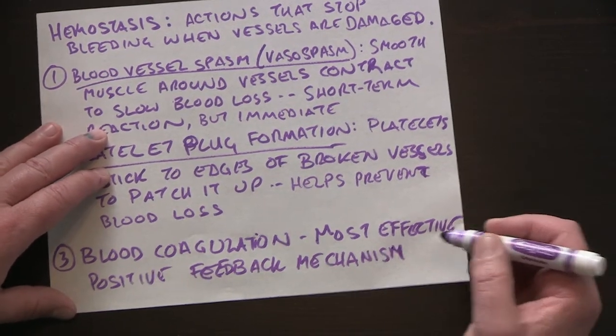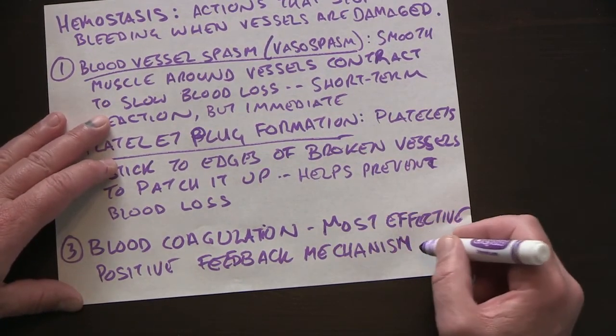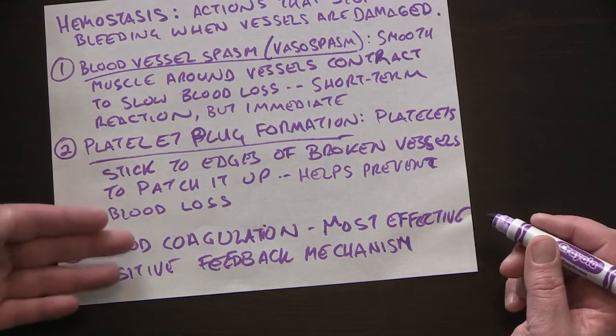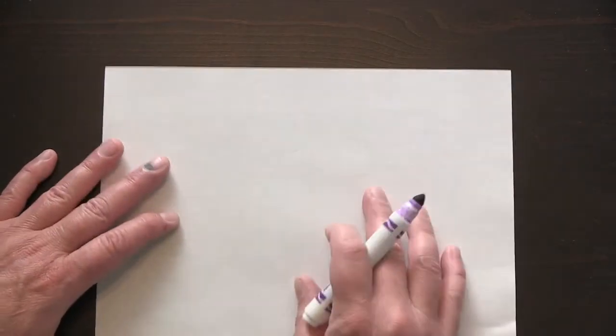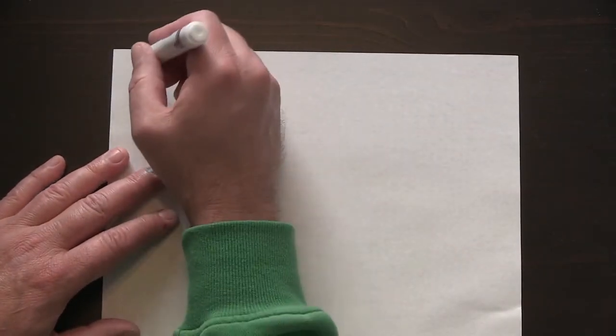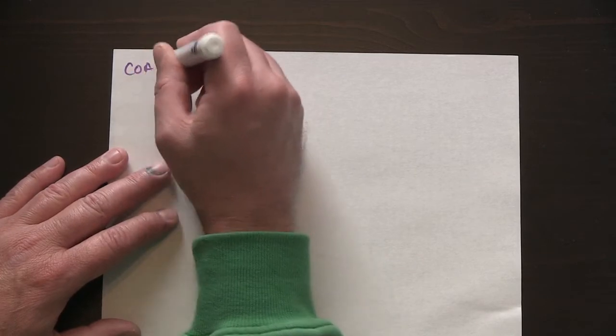The other one, remember, were contractions during birth. This is the other positive feedback mechanism. So when you start to coagulate, it causes even more coagulation, which is good because it helps keep you alive, right? So this is coagulation.